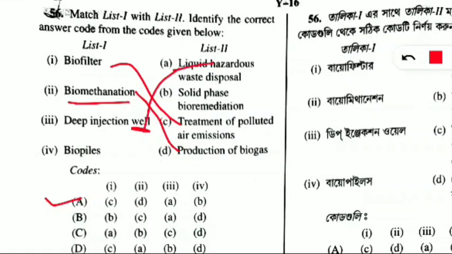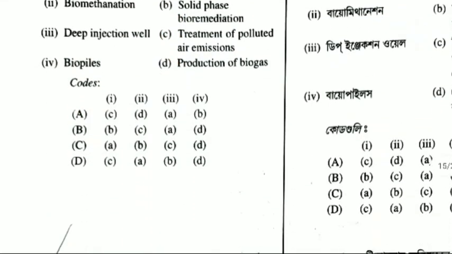So here you can see that 3 is matching with A, and biopiles are the last one. They are solid phase bioremediation. For some of you it will be a new term, biopiles. Biopiles are a type of remediation technique for solid phase waste. Let's move to the next question.